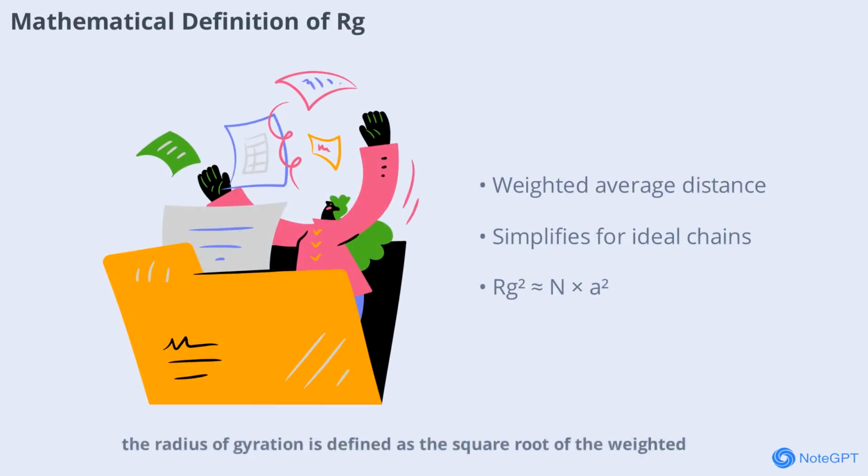Mathematically, the radius of gyration is defined as the square root of the weighted average of the squared distances of all monomers from the center of mass. For an ideal chain, this calculation simplifies nicely, showing that Rg squared is proportional to the number of monomers times the square of the bond length. This formula is widely used in polymer physics to describe chain dimensions.